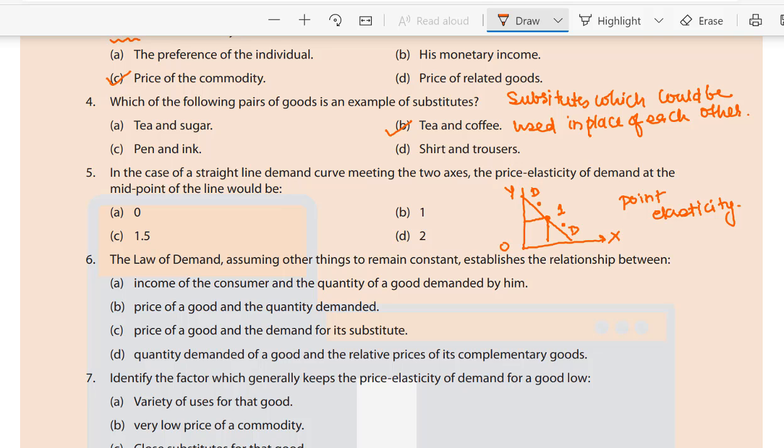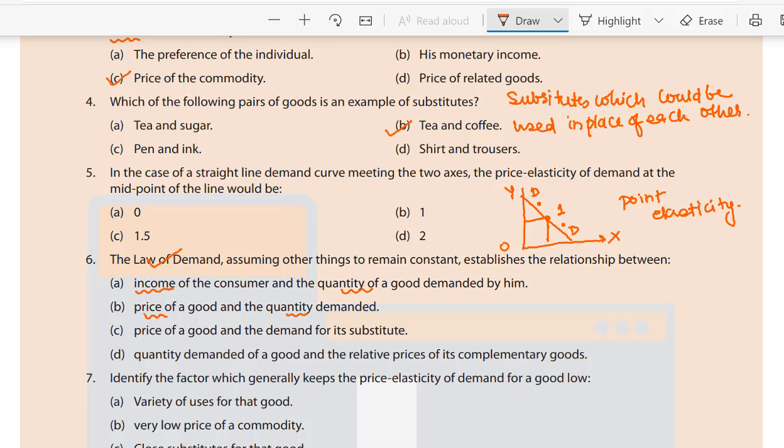Let's see question number 6. The law of demand, assuming other things to remain constant, establishes the relationship between A. Income of the consumer and quantity of a good demanded by him. Income in relation to quantity. Second, price of a good and quantity demanded. Price in relation to quantity. We are talking about law of demand over here.